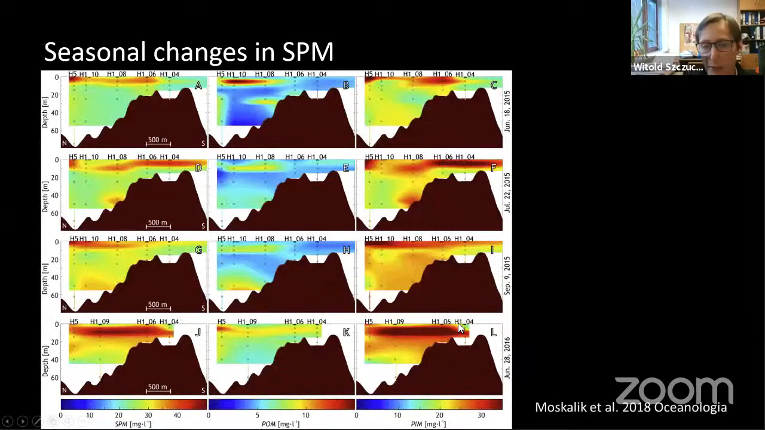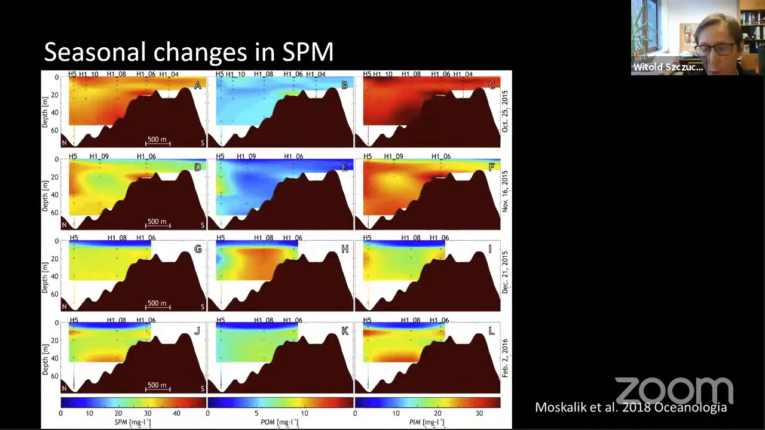In the summer, the situation is changed completely. Particulate organic matter is not such an important component of suspended particulate matter, which is of course dominated by inorganic matter. And it's not surprising to see a maximum near the surface in the brackish surface layer of water. And it is something we would expect.